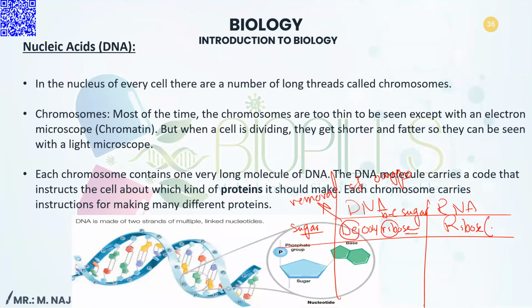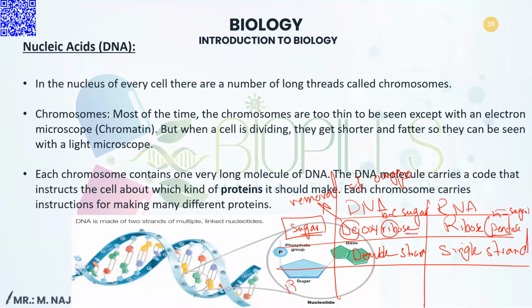Ribose is a pentose. Penta means 5, ose means sugar, so it is pentose. Okay. So the first difference is the type of the sugar. Second is the double helix. The DNA is mostly double strand, while RNA is mostly single strand.